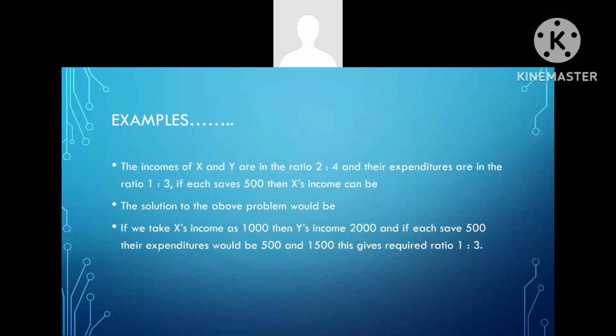Next comes the last example. The incomes of X and Y are in the ratio 2 is to 4 and their expenditures are in the ratio 1 is to 3. If each saves 500, then find the excess income. The solution: if we take X's income as 1000, then Y's income becomes 2000. If each saves 500, their expenditures would be 500 and 1500. This gives the required ratio 1 is to 3.